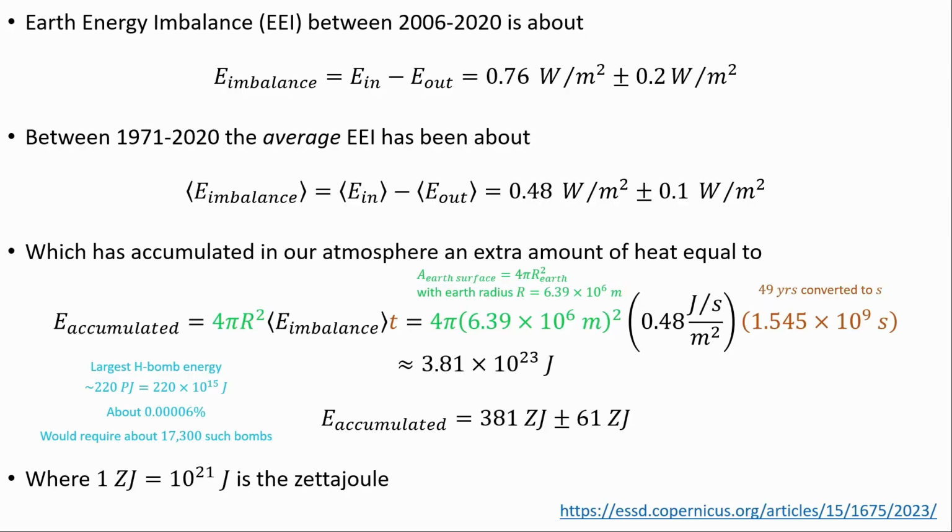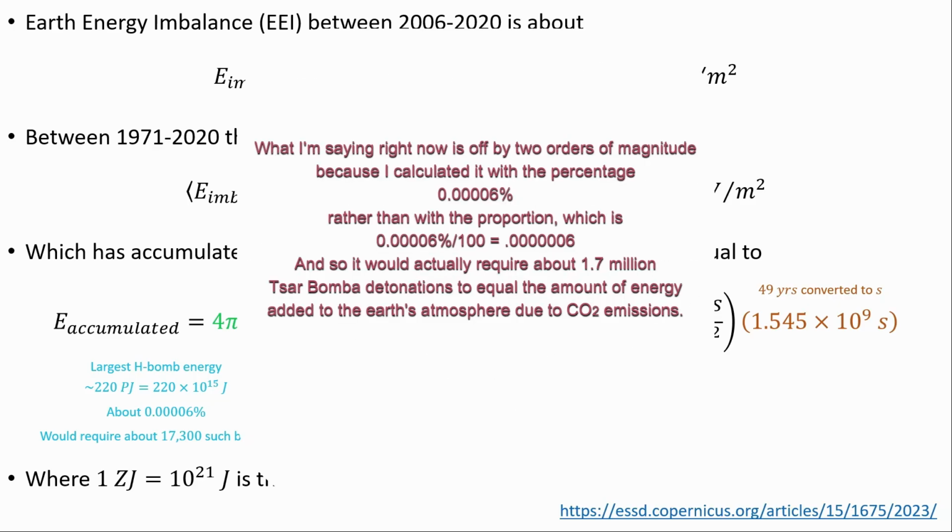Just for some context, the largest hydrogen bomb, which was the Tsar Bomba, released about 220 petajoules. So that's only about 0.0000 0.006% of the energy that's been gained in the Earth's atmosphere between 1971 and 2020. So we would require the detonation of 17,300 of that Tsar Bomba if we wanted to add that much energy into our atmosphere.